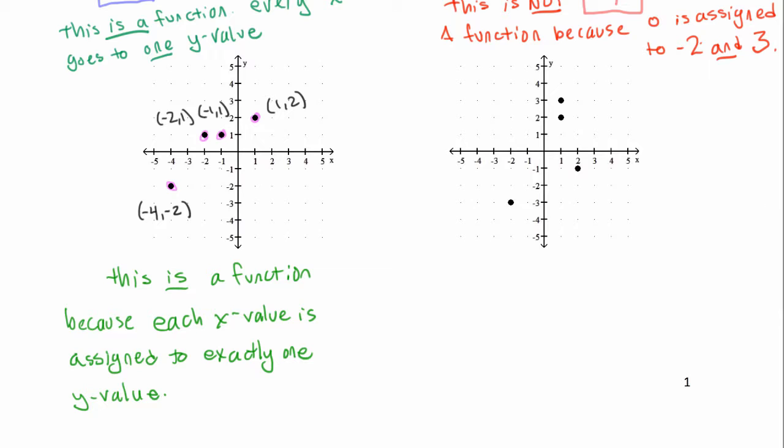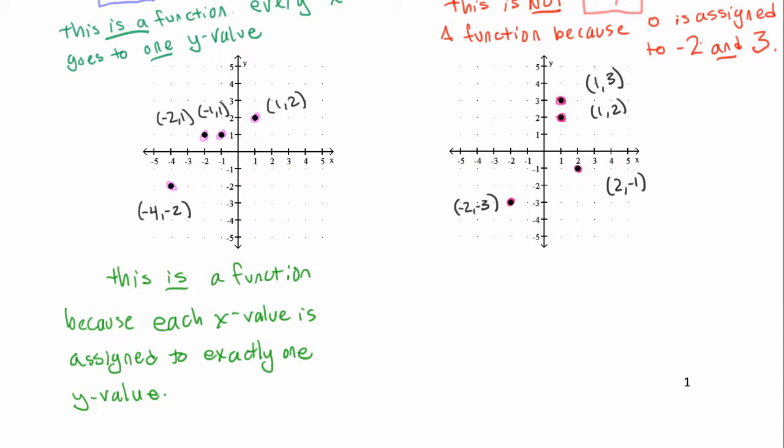Now this relation over here, this is again a perfectly good relation. I've got some ordered pairs here, and I'm just going to label them here. I have -2, -3, 2, -1. I have 1, 2, and 1, 3.